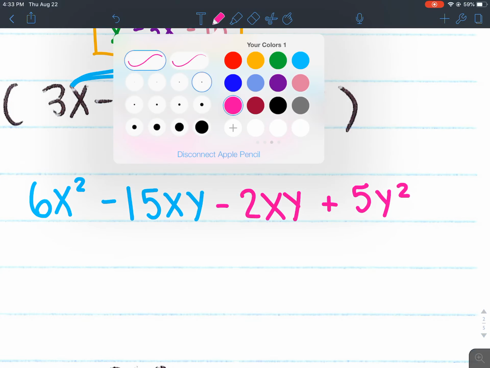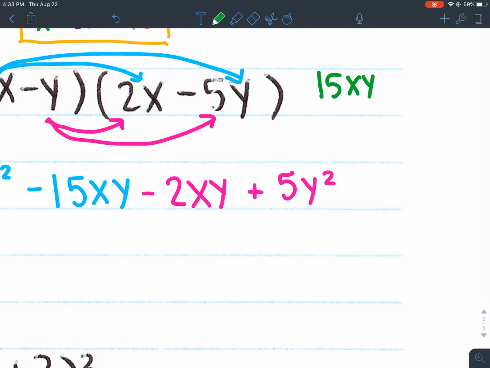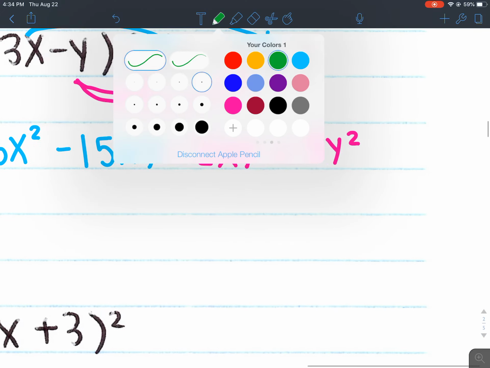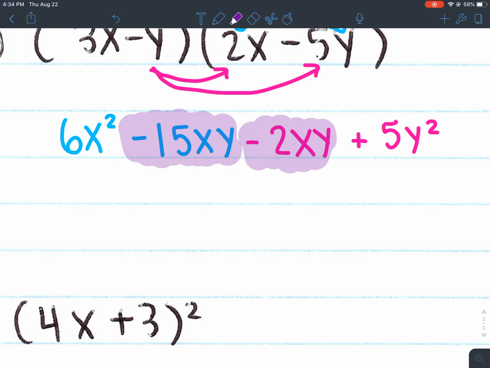Also, if you ever run into the fact where you're like, well, I have 15xy and then 2yx, and those aren't like terms, but they are. They're just not in order, right? Because 5 times 3 is the same thing as 3 times 5. So they are like terms. They're just not ordered the same way. So it's not a big deal, and yes, they're like terms. And then here, do I have like terms? Yes, negative 15xy and negative 2xy. Those are like terms. And they combine to make negative 17xy.